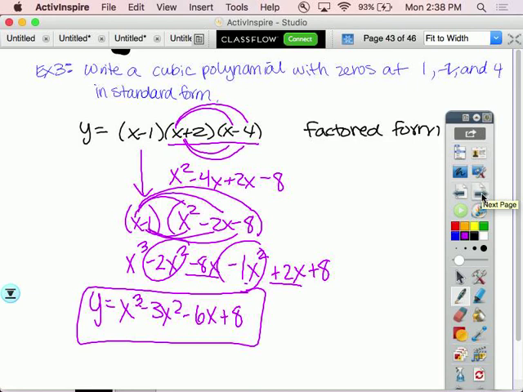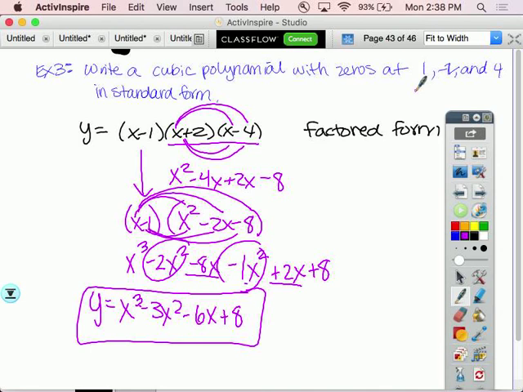Alright, so let's review. These were the zeros we were given. So 1 comes from the factor x minus 1, -2 comes from the factor x plus 2, positive 4 comes from the factor x minus 4. We cannot multiply them all together at once, so we're going to take it in bits and pieces.